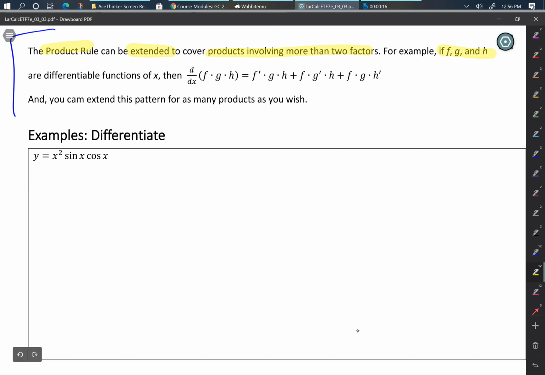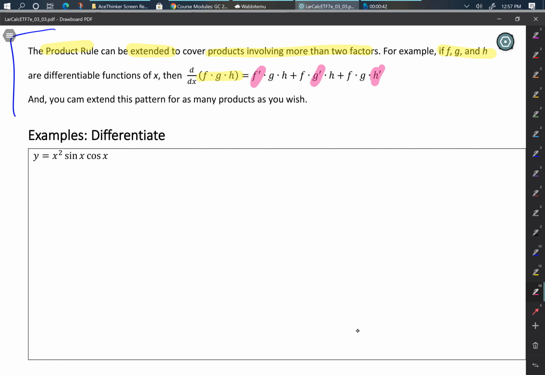So suppose you had three functions, f, g, and h, and they were all differentiable. Then the derivative of f times g times h would just be, and I want you to take a look at the pattern here, f prime times gh plus g prime times fh plus h prime times fg. So I'm hoping that you see the pattern. It's one derivative, everything else stays the same. A different derivative, everything else stays the same. The third derivative, everything else stays the same.